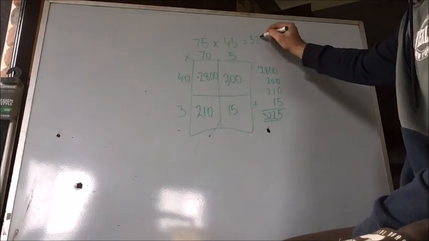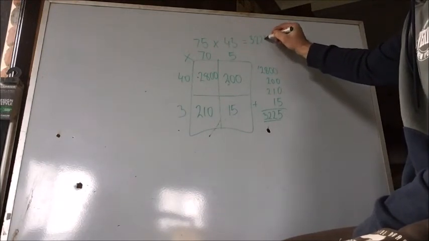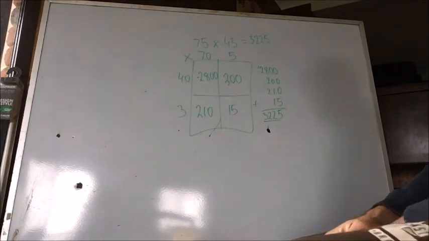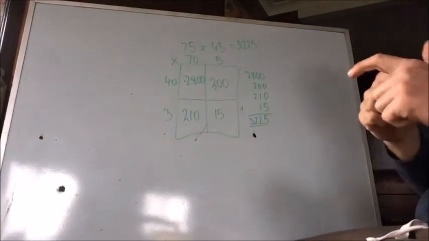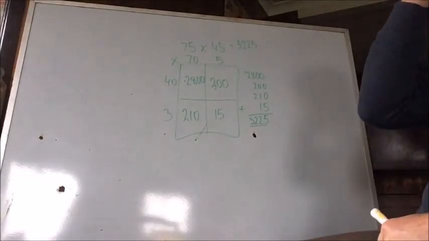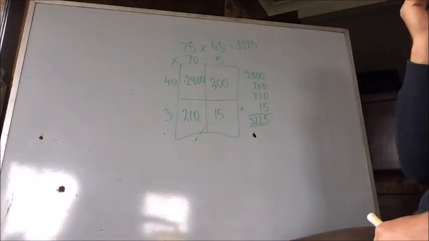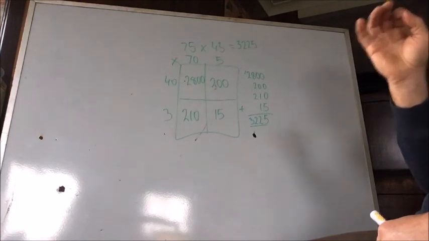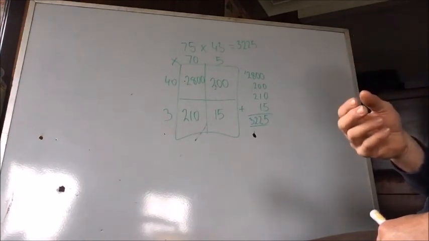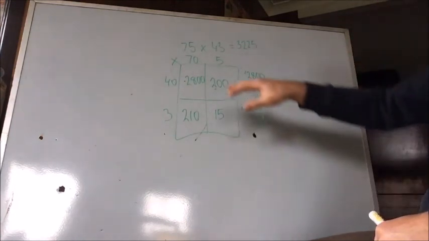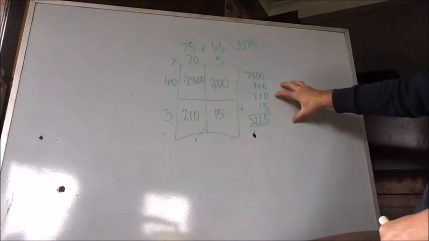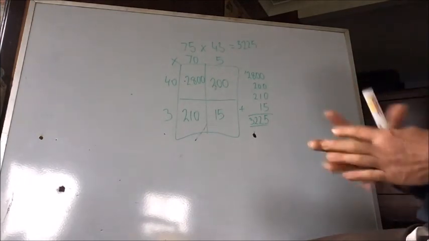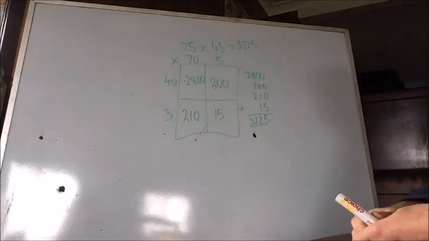So our answer to 75 times 43 is 3,225. Okay? Now, some of you will probably look at this and go, oh my God, Mr. P, what am I supposed to be doing here? All you're doing is utilising the skills that you already have shown me. Okay? You've shown me that you can do the powers of 10. You've shown me that you can do the vertical algorithm in addition. All we're doing is putting it together now to figure out something else.